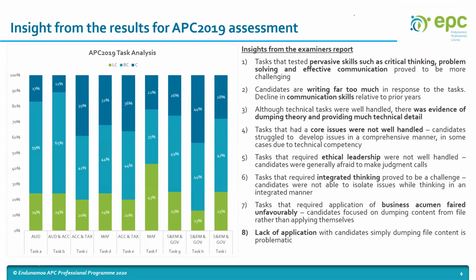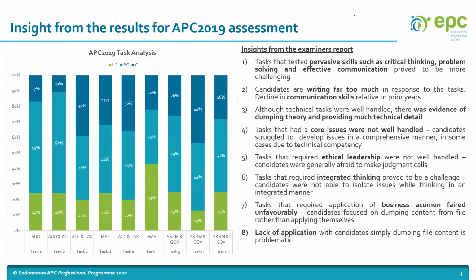Then number 3, they're saying that although technical tasks were well handled, so they were quite happy with the technical competence, the candidates demonstrated an understanding of the technical elements being tested. If it was a deferred tax, candidates knew what deferred tax was all about.